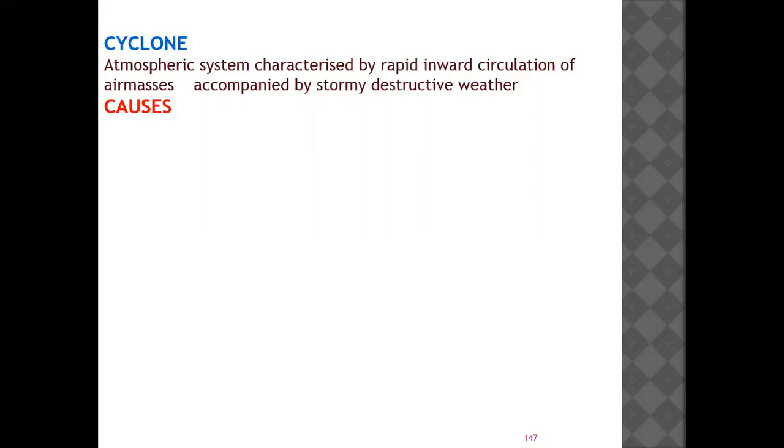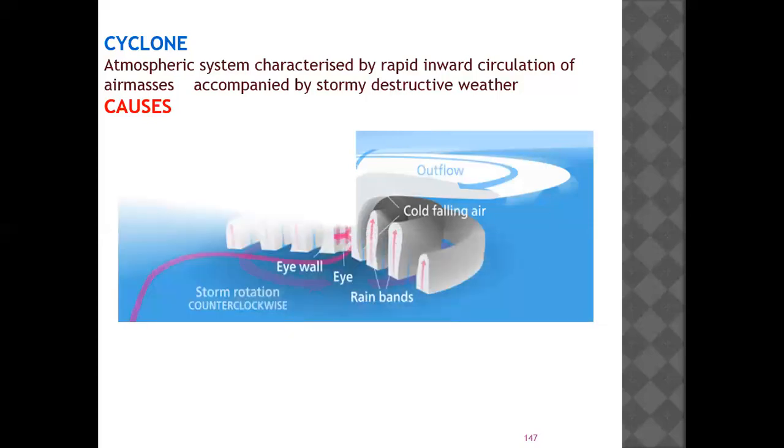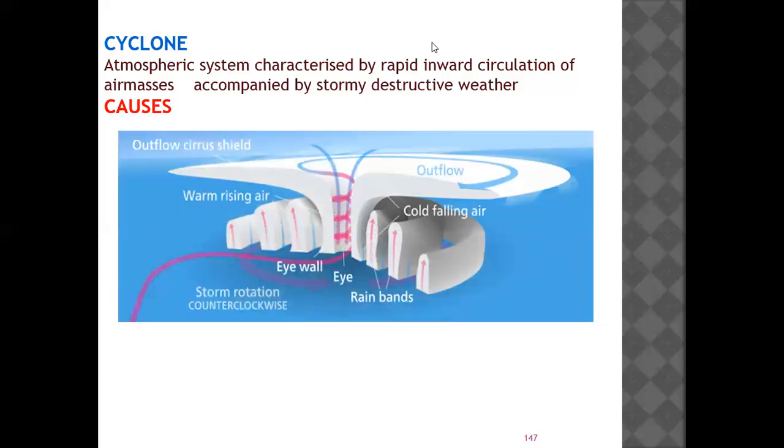Cyclone is a general term. It is used for a system where there is a rapid or speedy movement of air, whether it be inward or outward. So this is a diagram which describes the movement of air in a cyclone.